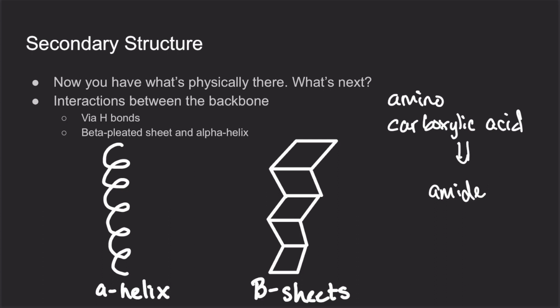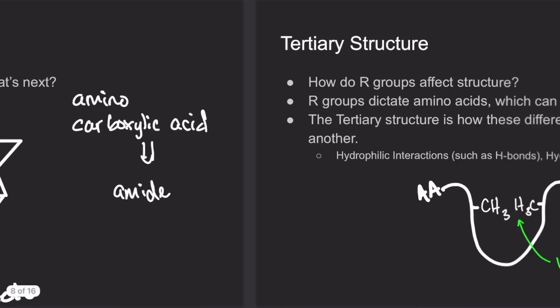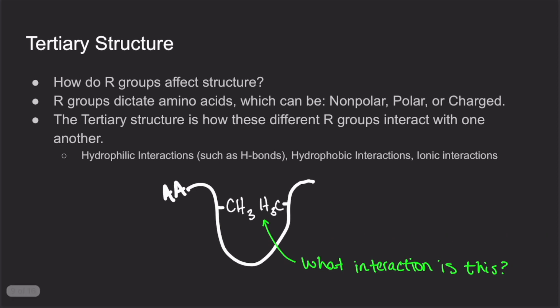Well, remember I said there are four structures: primary, secondary. Primary, what is physically there? That unique chain of amino acids. Secondary structure is hydrogen bonds of the backbone. Our tertiary structure is where the R groups come into play. Our R groups dictate the amino acids, and those can be nonpolar, polar, or charged. The tertiary structure is this 3D structure of how these different R groups interact with one another.